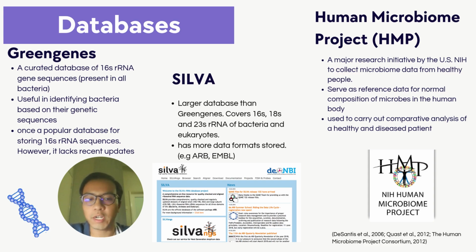It was once a popular database for storing bacterial sequences, however, it lacks recent updates and might not be used frequently today. Instead, researchers have switched to newer databases such as Silva, which is a larger database than Greengenes, covering not only 16S but also 18S and 23S rRNA of bacteria and also eukaryotes. It also has more data formats stored, such as the ARB and EMBL formats. So here is a picture of the homepage of Silva.